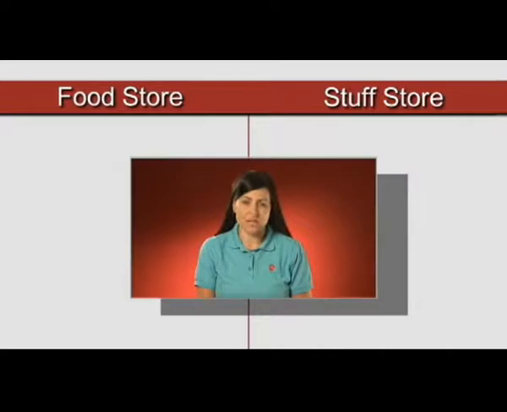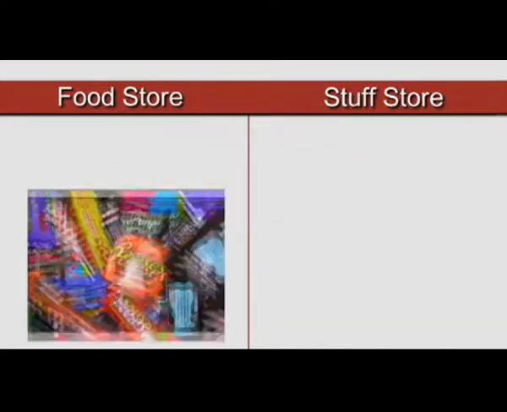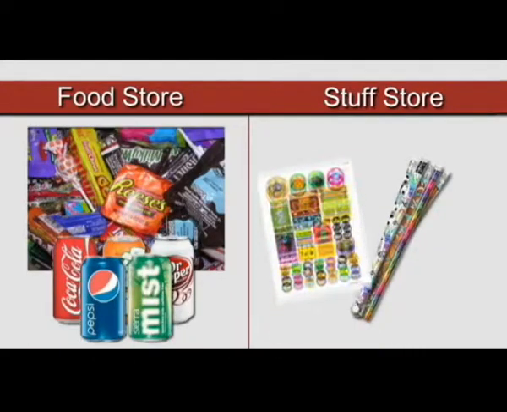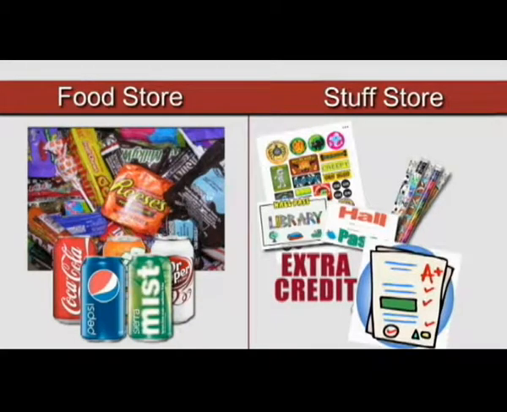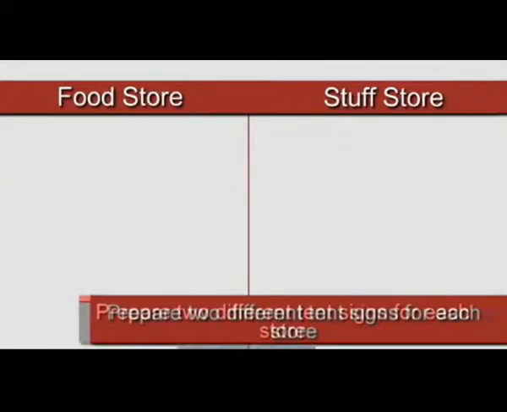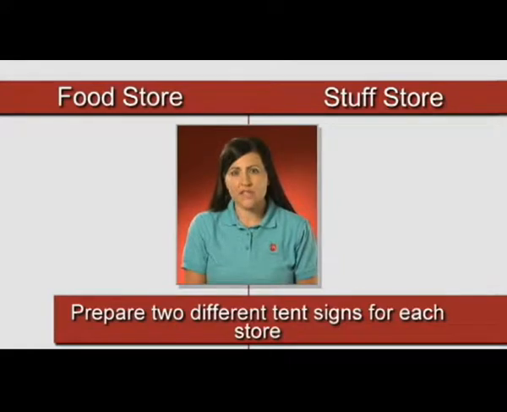of FTE objects. You might consider things like candy, soda, pencils, stickers, early release passes, extra credit points, free test question answers, or even homework passes. You want enough variety to keep your students busy for all 3 rounds, but not so much that they have a hard time choosing. Prepare 2 different tent signs for each store.